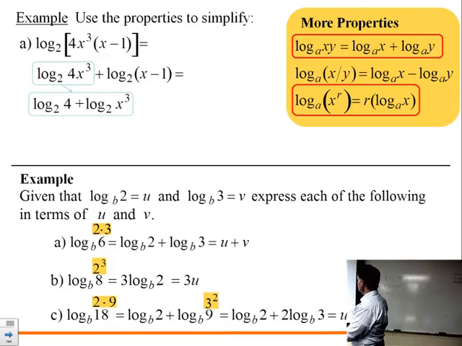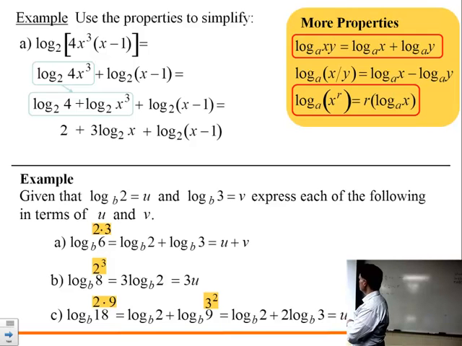Log of 4x cubed is log of 4 plus log of x cubed. Now bring that down. Well, base 2, so 2 squared is 4, so this is just 2. And then the power rule on this one gives me a 3 log base 2 of x plus log base 2 of x minus 1. Can I do anything more than that?